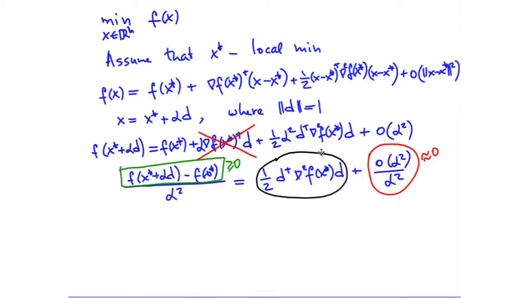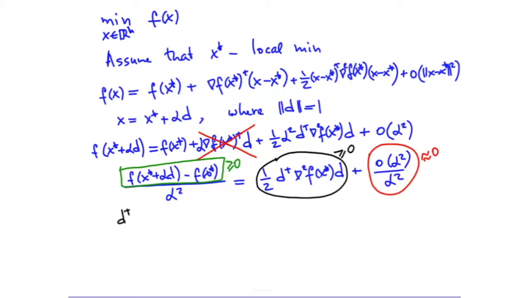Now, if it was negative here, then I would get a contradiction with the left-hand side, which is non-negative. So I would get a contradiction with local optimality of x star, essentially. So this tells me that for this equality to hold, and it must hold for our local minimizer here, I must have this term as non-negative, all right?